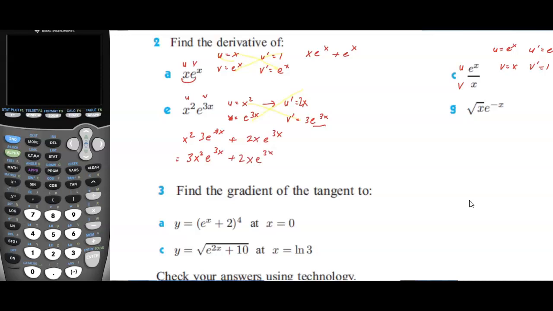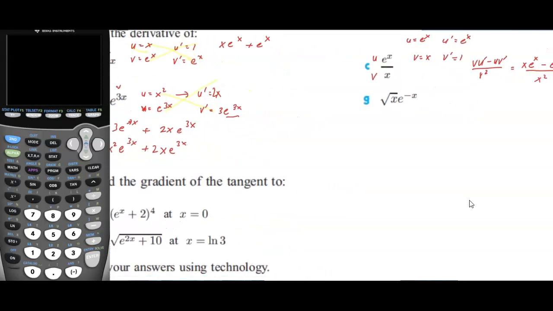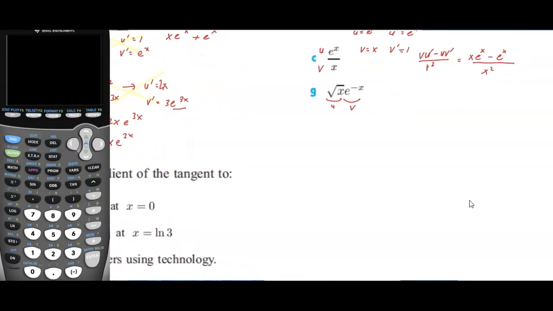Okay. And for this next one, this one would be u, and this one would be v. It would be a product again. So u is equal to x to the 1/2. I rewrote square root of x as x to the 1/2. v is equal to e to the negative x. u dash is equal to 1/2 x to the negative 1/2. v dash is equal to e to the negative x times the derivative of the exponent, negative 1. So it's equal to negative e to the negative x.